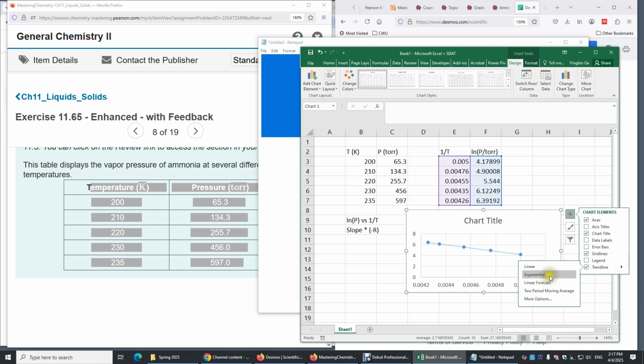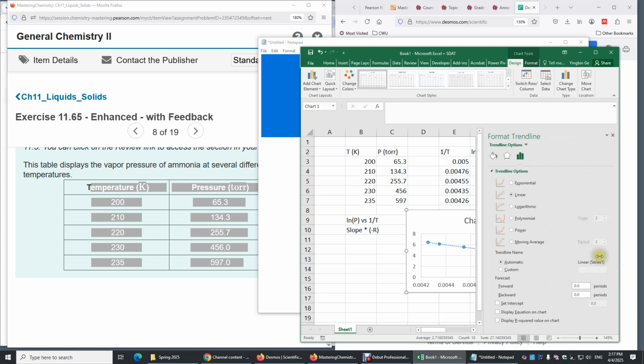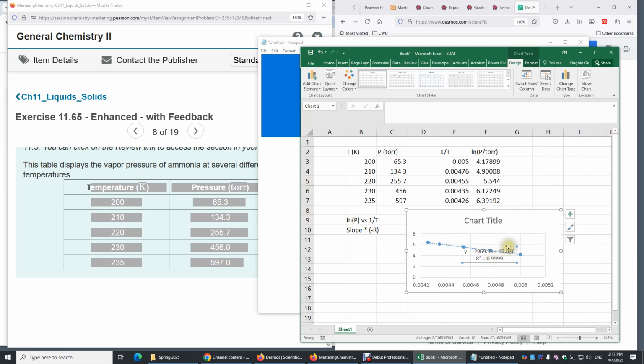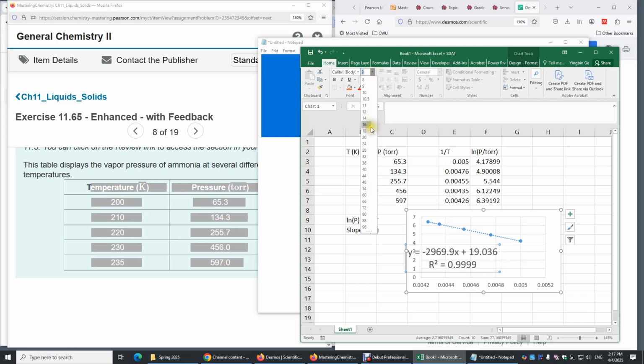Hopefully we'll get this linear, more options, display the equation, display R squared. Alright, we've got the equation. Let me make this a bit larger, the equation. Home, let's use font size 16. Alright, clearly we see the slope here, negative, this is the slope.